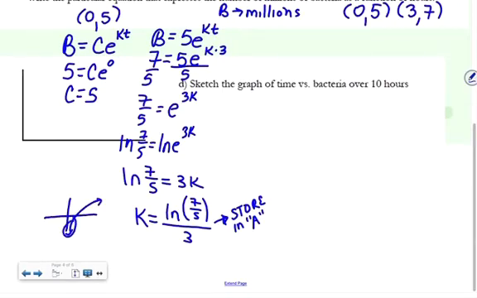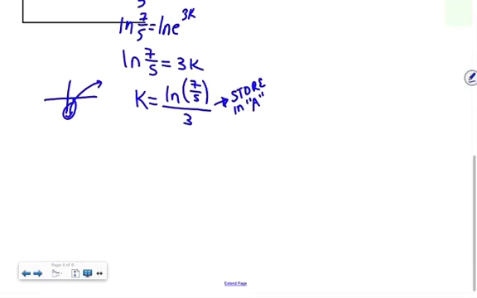Okay, so we have our equation now. We have y equals our c value, which we found was 5, e to the messy number, ln of 7/5 over 3 times t.